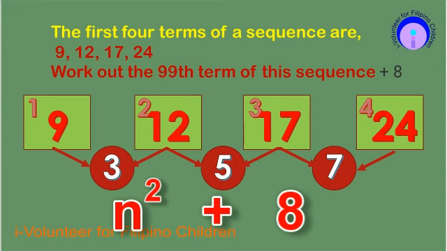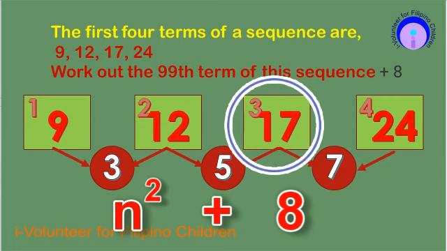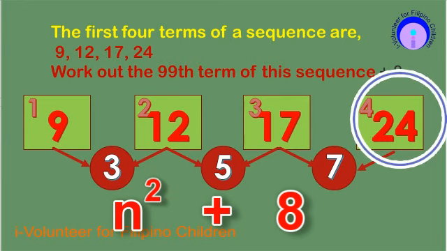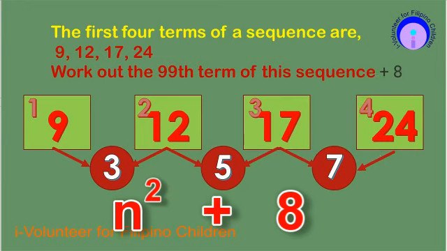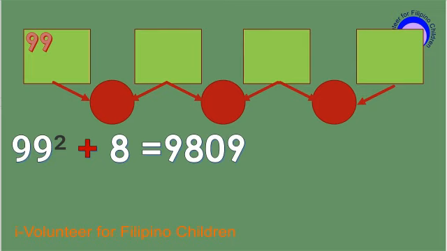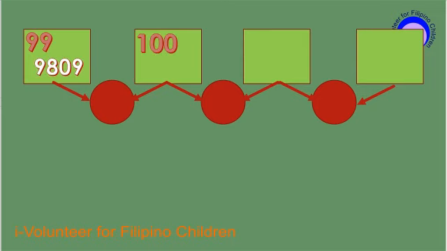That is also correct. For the third term, we have 3 squared is equal to 9 plus 8 is equal to 17. And that is correct. The last term, we have 4 squared is equal to 16 plus 8 is equal to 24. And our equation is correct. Let us find the value of the 99th term. Isinama ko na rin ang mga succeeding terms.